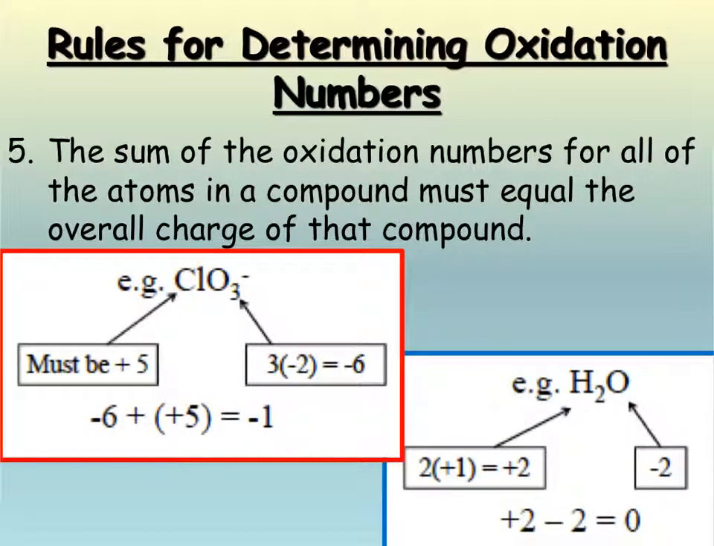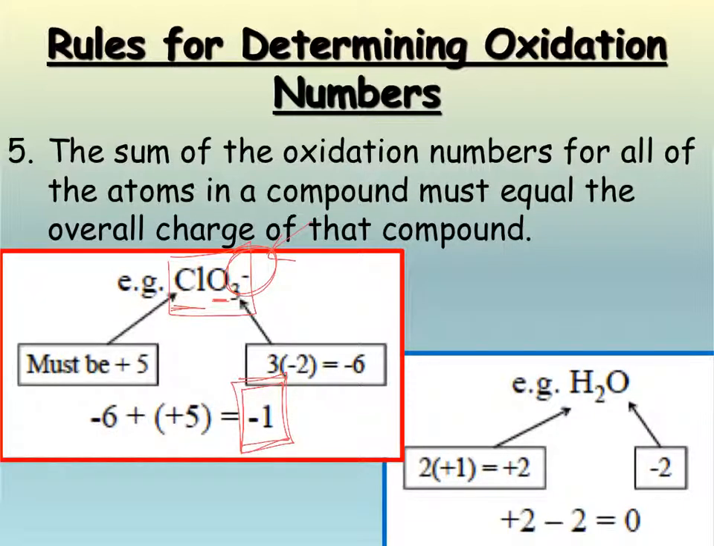All right, the sum of the oxidation numbers for all the atoms in a compound must equal the overall charge of that compound. So, for example, here, if we were trying to determine this chlorate ion, ClO3 1-, we see that it has a 1- charge overall. So that means that the sum of the oxidation numbers for this chlorine and these oxygens must be -1 because that's the overall charge.